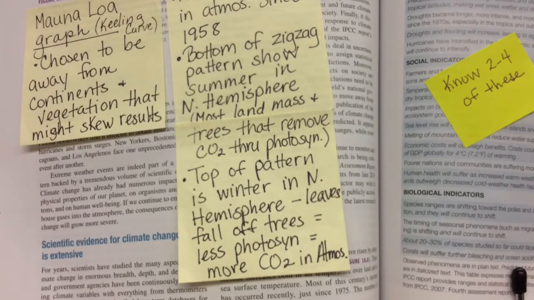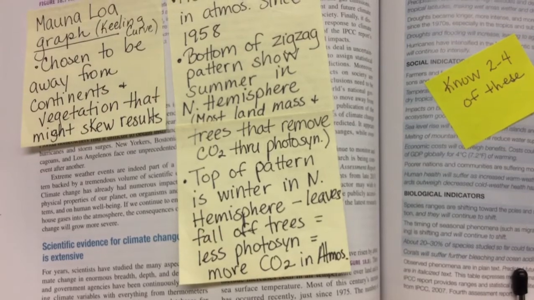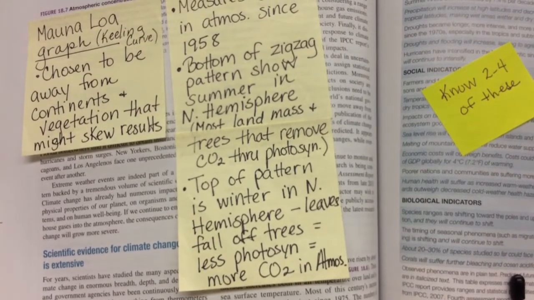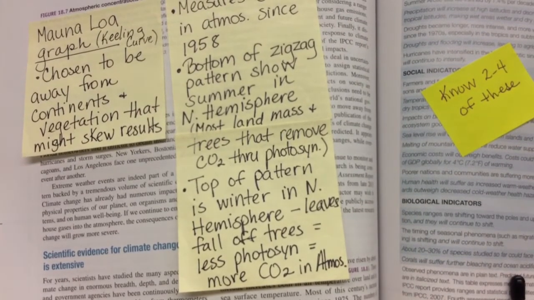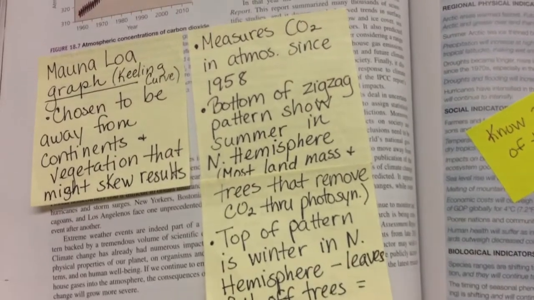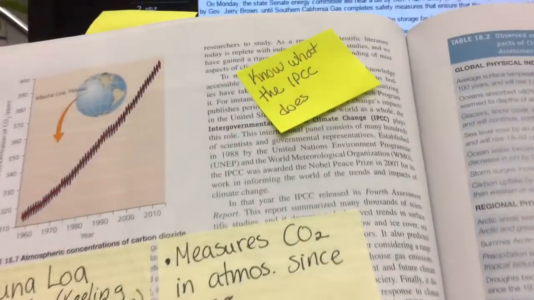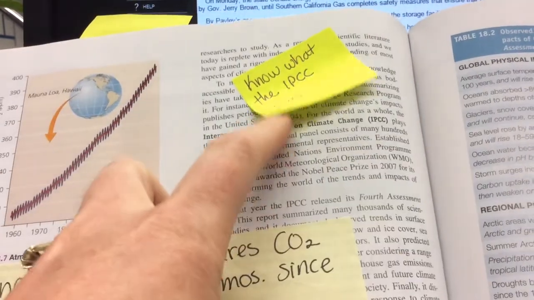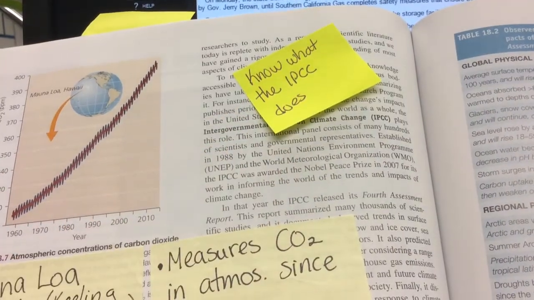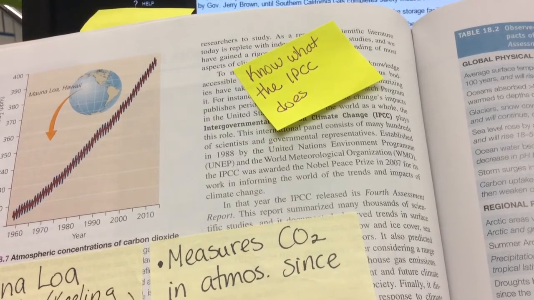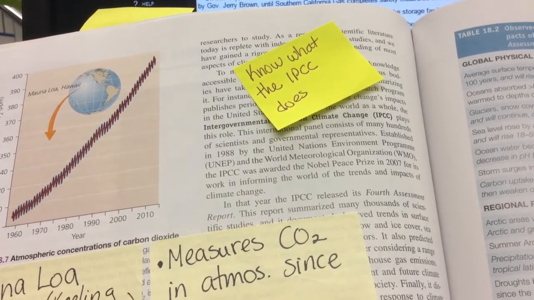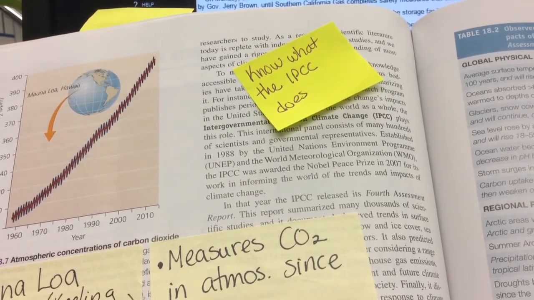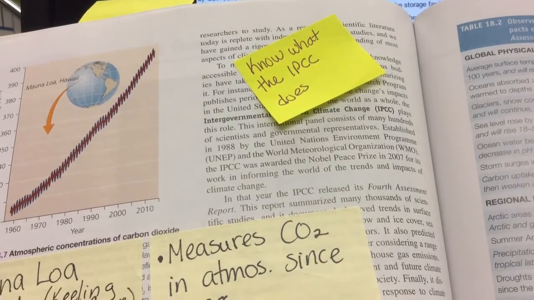And so you do have to know this for your exam, why the zigzag pattern, and specifically northern hemisphere, leaves on the trees, and so on. Whatever we wrote, you have to know. Okay, so the IPCC here, the Intergovernmental Panel on Climate Change, meets every couple of years and sort of updates what's going on with climate change. So know their role.